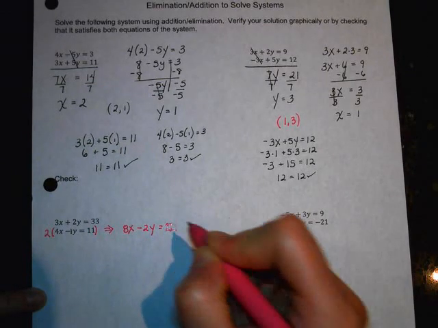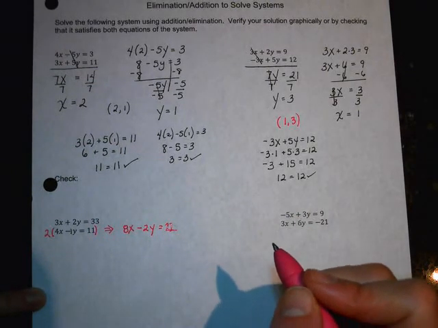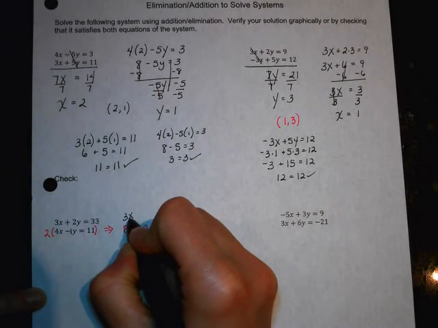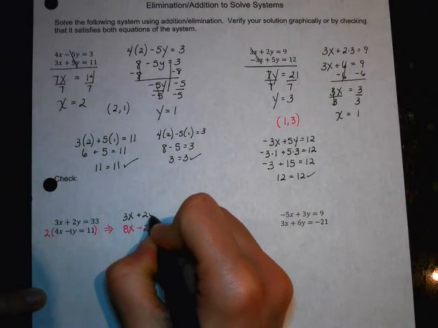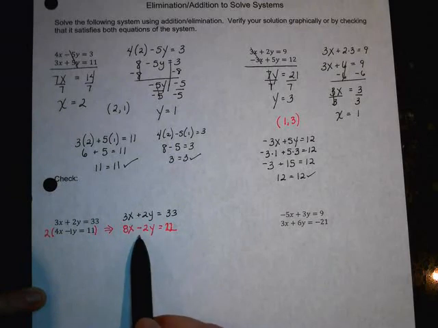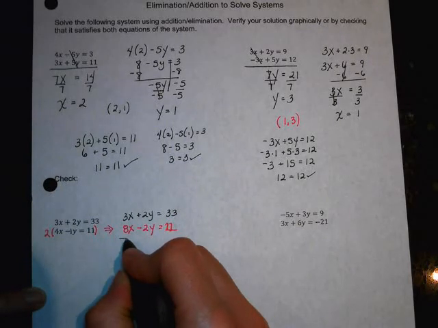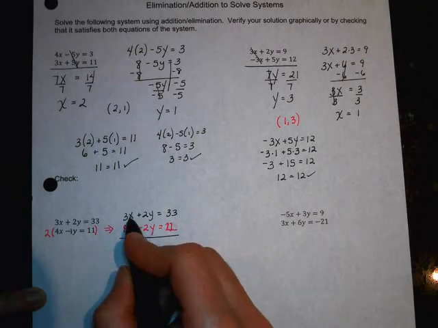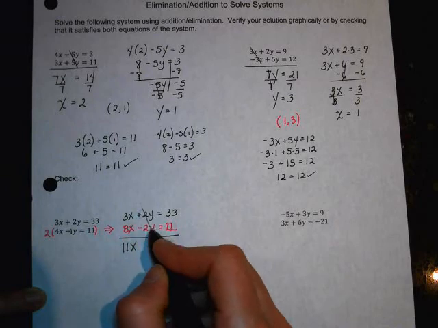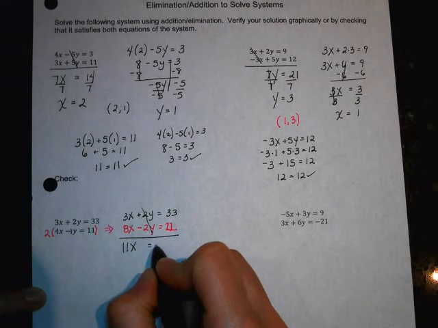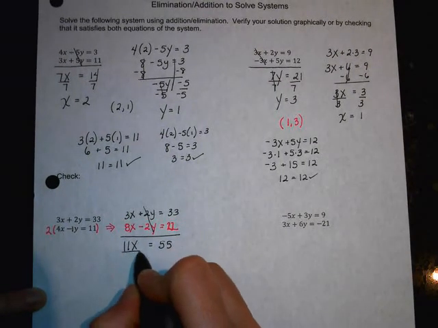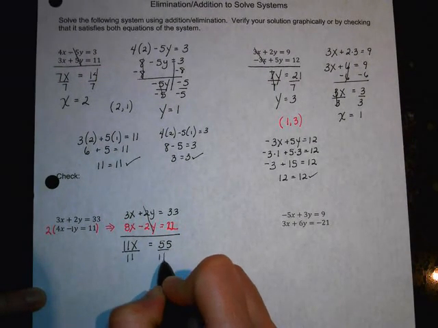Now we've got an equation that has a negative 2. This has a positive 2. So now do you see we rigged it? So now if I add them together, it looks like I'll have 11x. These cancel, and that's going to equal 55. So when I divide by 11, looks like we're going to get x equals 5.